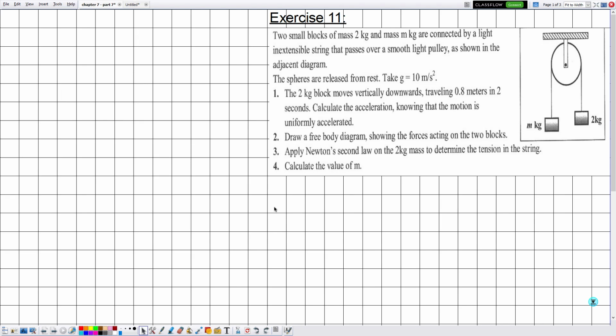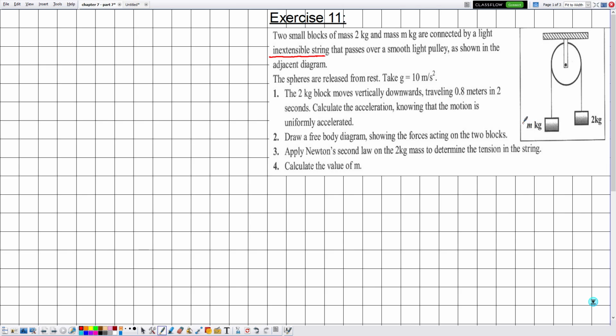Two small blocks of mass m and mass 2 kilograms are connected by a light and inextensible string. This is important, which means that tension is transmitted equally at both ends of the string that passes over a smooth light pulley as shown in the adjacent diagram. This machine is very famous and it's known as the Atwood machine. Now the blocks are released from rest. Take g equal to 10 meters per second squared.